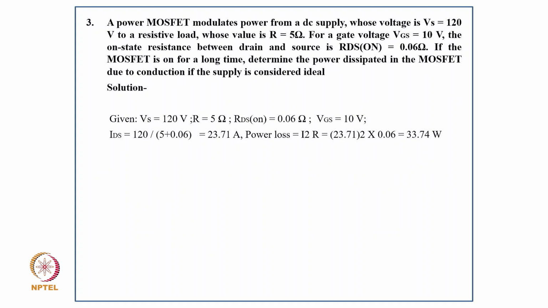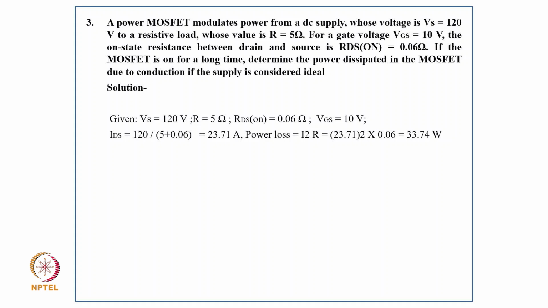Now coming to the third numerical problem. A power MOSFET modulates power from a DC supply whose voltage Vs equals 120 volt, feeding a resistive load where the value of load is R equal to 5 ohm, with a gate drive voltage of VGS 10 volt. The on resistance between drain and source, RDS on, is 0.06 ohm. If the MOSFET is on for a long duration, determine the power dissipated in the MOSFET due to conduction if the supply is considered ideal.